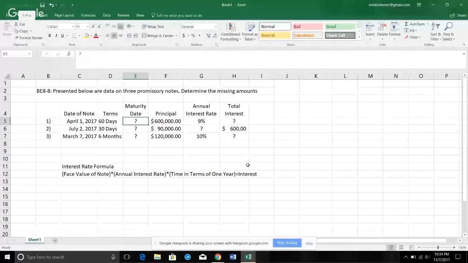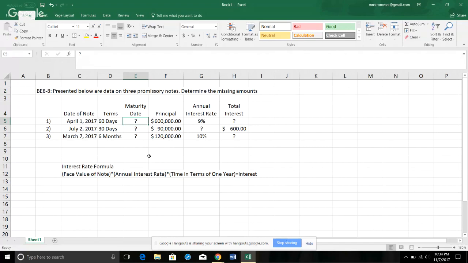My name is Michael. Just to get started here with exercise 8 from chapter 8, what's asking us is we need to determine the missing amounts from these promissory notes. The first thing we need to do is figure out the maturity date of each of these notes. This one's pretty basic here.